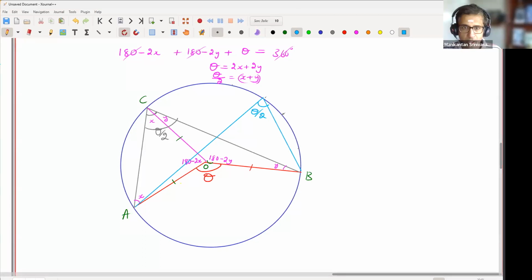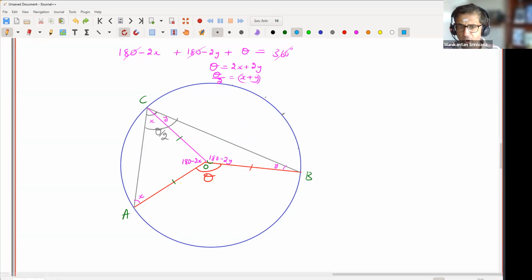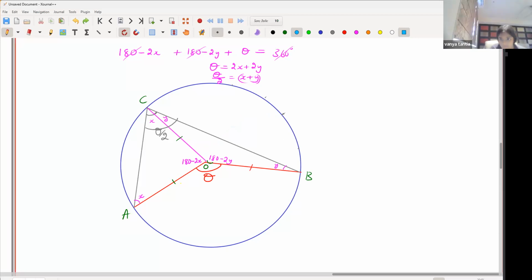Okay. So I'll erase all the blue lines. That way it will be clear. So we just have this. We formed 2 triangles here, AOC and BOC. And both of those triangles are isosceles because we have the side lengths as the radius.